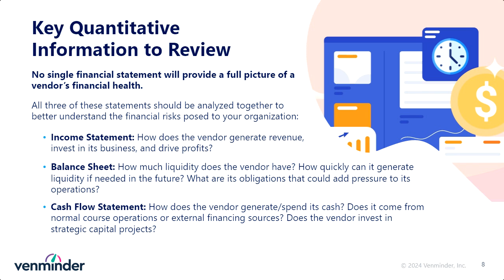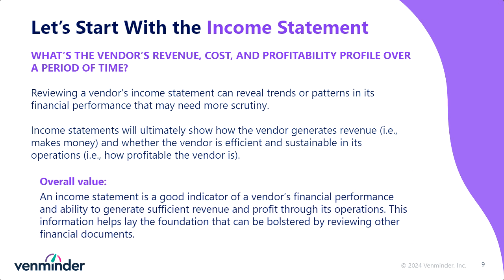First, let's start with the income statement. Again, this is a review of what the vendor's revenue, cost profile, and profitability profile are over a period of time. This is important to review because it helps you as the reviewer identify trends and patterns in a vendor's financial performance and ultimately scrutinize these trends and performance levels over time.